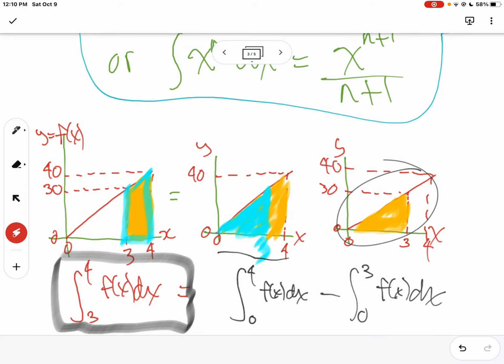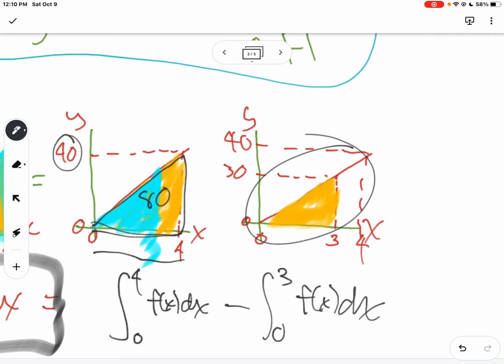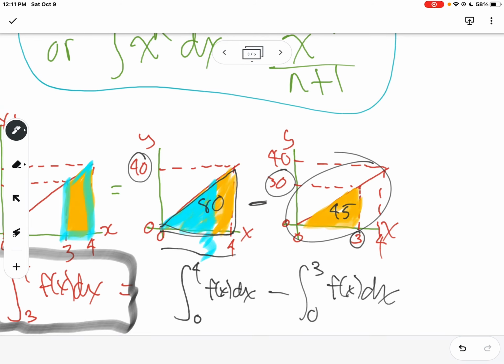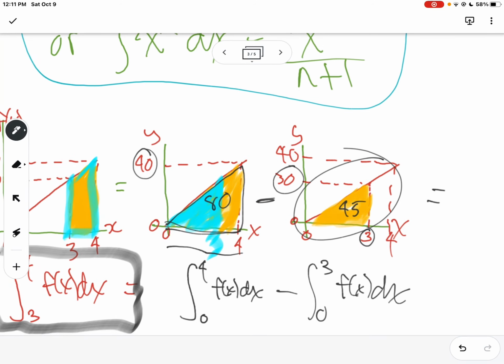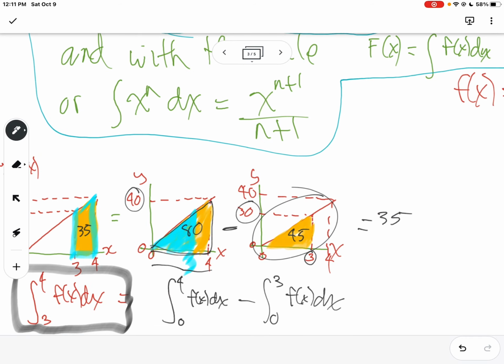So if you think here, it's just really two triangles, right? For this one, what would the area be for this entire thing? Well, it's 40 tall and 4 wide. 40 times 4 is 160. Divided by 2 is an area of 80. This one here is 3 times 30. That's 90. Divided by 2, because it's a triangle, is 45. I've got to subtract those, right? So that area is going to be 80 minus 45, which is 35. That tells me this little strip here is 35.